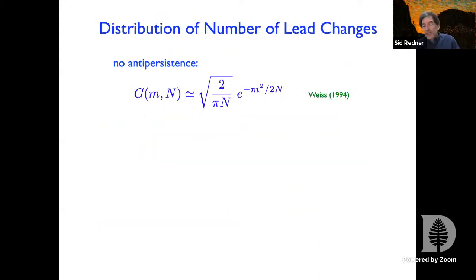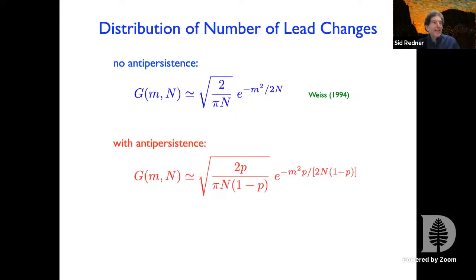And in fact, one can carry this analysis a lot further. One can look at the distribution of the number of lead changes, not just the average number. And it turns out that George Weiss in 1994 wrote a very beautiful paper where he showed that the probability that there are m lead changes in an n-step random walk has this Gaussian form. And if all that matters is that the diffusion coefficient is renormalized by a factor of p over 1 minus p, we just stick that in there. And so this is our prediction for the number of lead changes in an anti-persistent random walk.